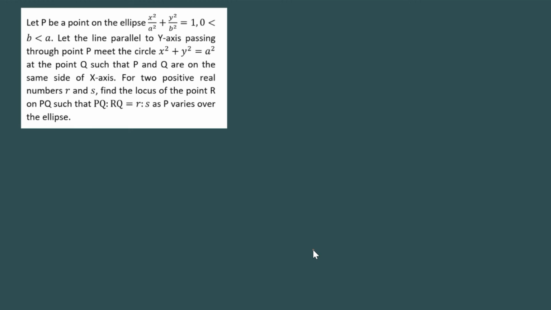As point P on the ellipse varies, this point R is going to move. So we are asked to find the locus of that point R. That's probably too much information, so what we will do is draw the diagram and then understand the question again.